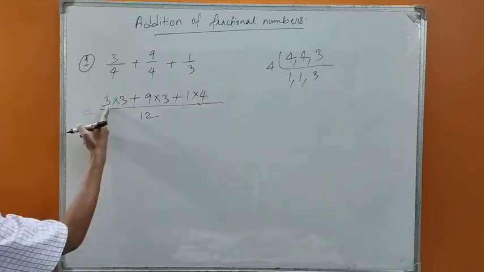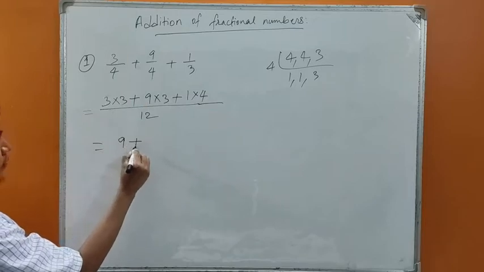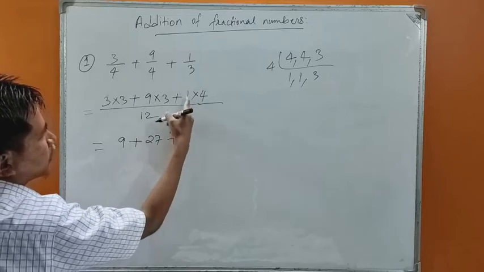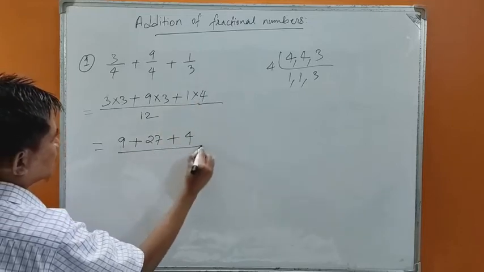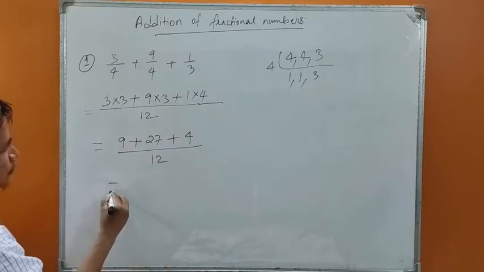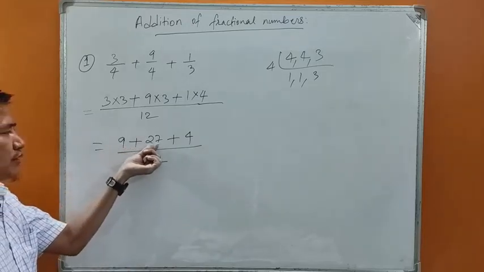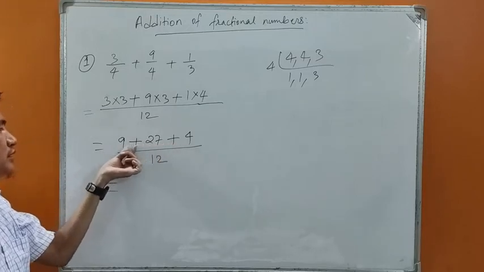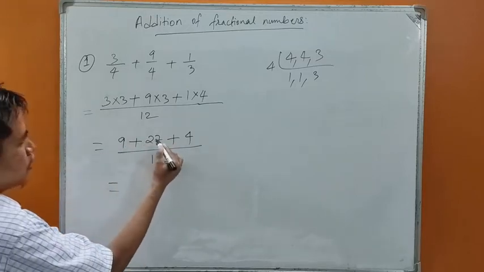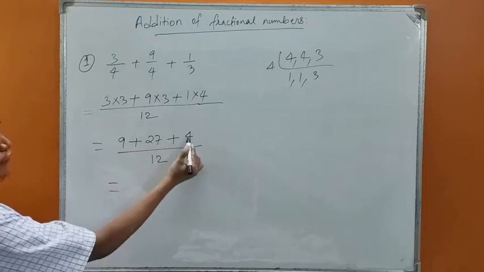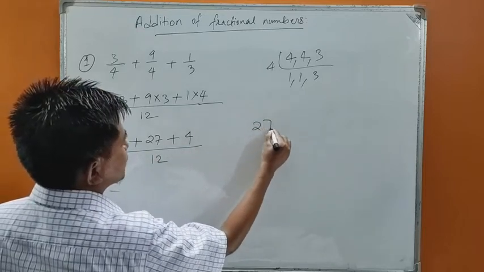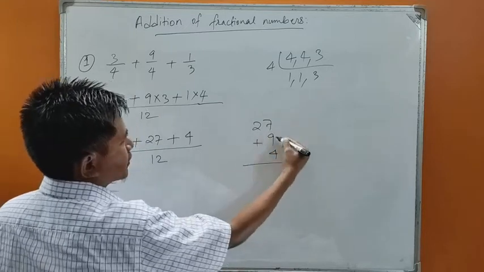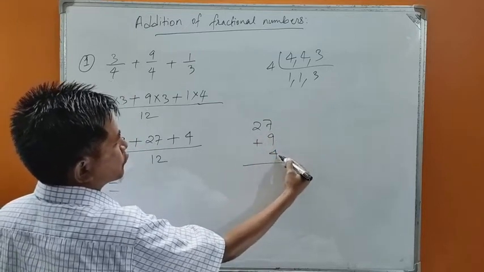Now 3 3s are 9, plus 9 3s are 27, plus 1 4 is 4, whole upon 12, isn't it? So 9 plus 27 plus 4, all 3 numbers are positive, all are plus, isn't it? So let us add them up. 27 plus 4 plus 9. So 9 plus 7 is 16. 16 plus 4 is 20.